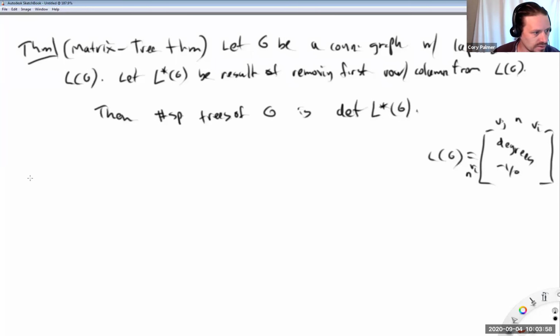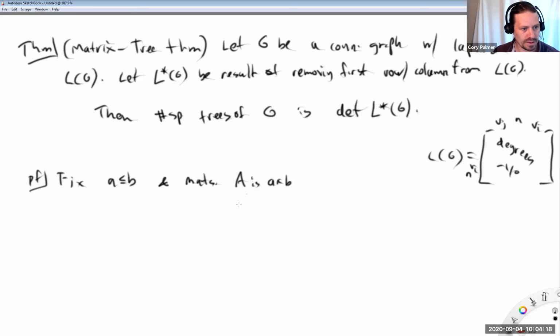Okay, so let's do the proof here of the matrix tree theorem. First off, we need a little bit of notation, and then we need an important theorem from linear algebra, and then we'll sort of talk graph theory. So fix integers a and b, and matrices A and B. A is a by b, and B is b by a. So A has a rows, B has b rows.